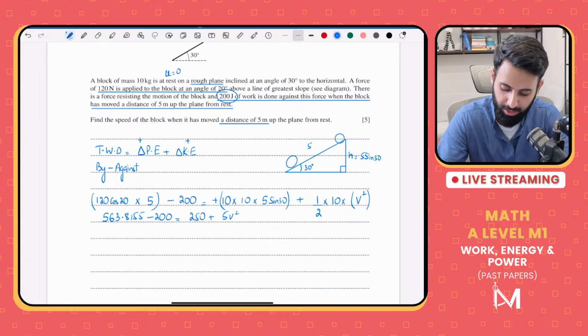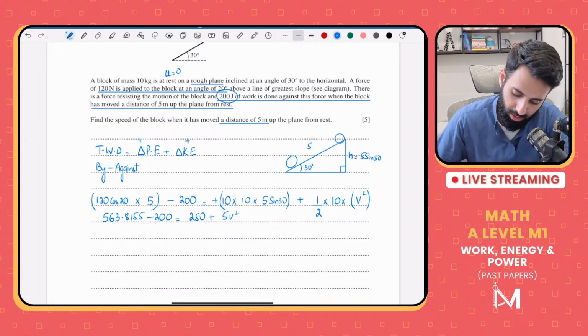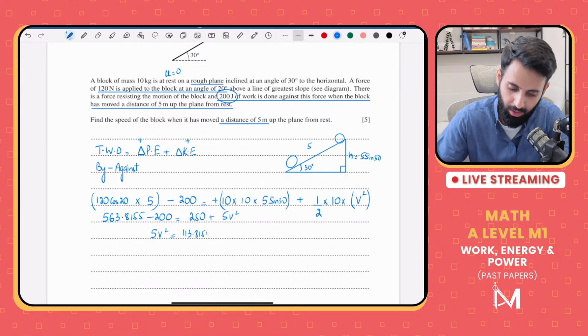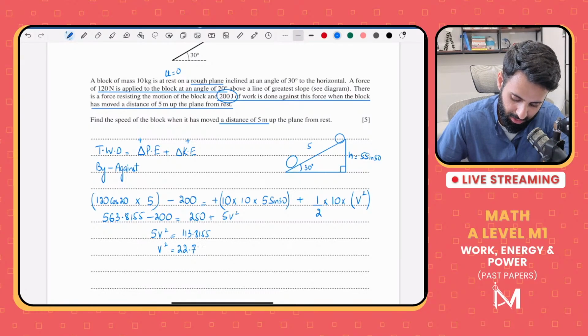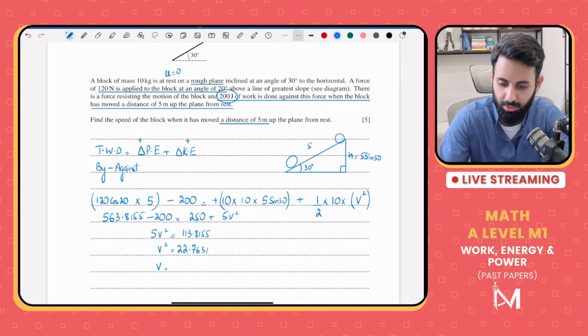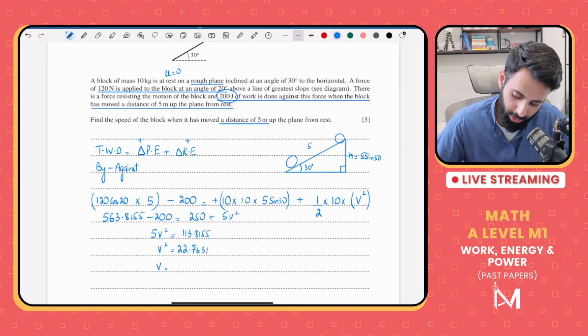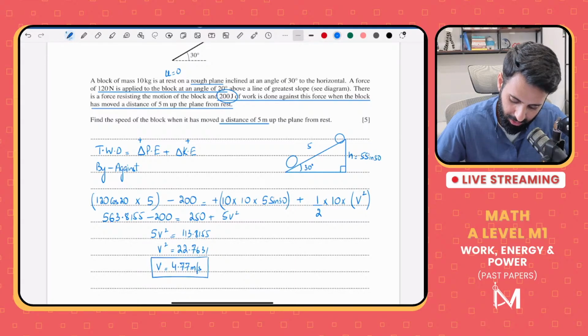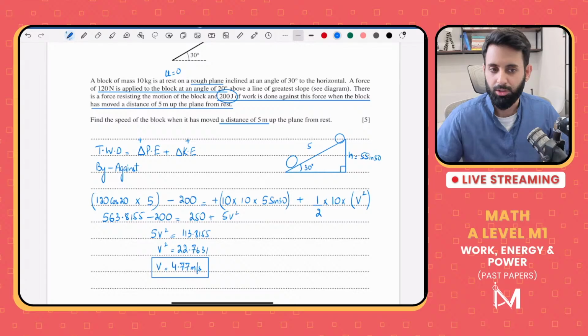563.8155 minus 200 minus 250. So 5v squared is equal to 113.8155. Let's divide it by 5. So v squared is equal to 22.7631. And then finally, let's take the square root of the answer. So we have 4.77, and that's the answer. 4.77 meters per second. And there you go, job done.